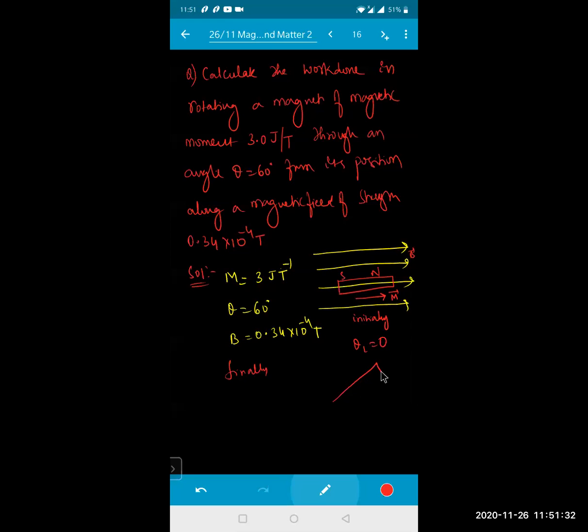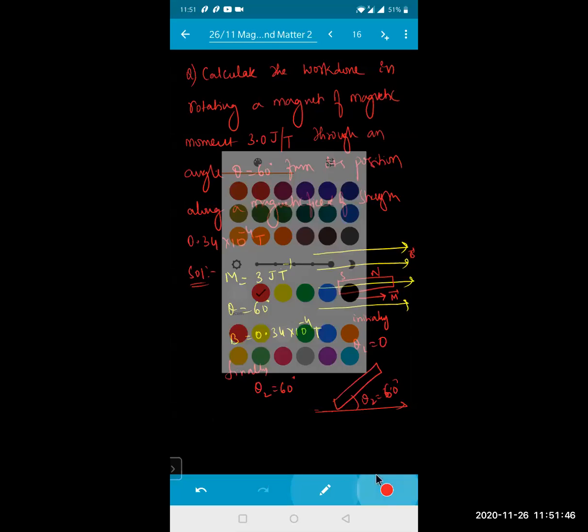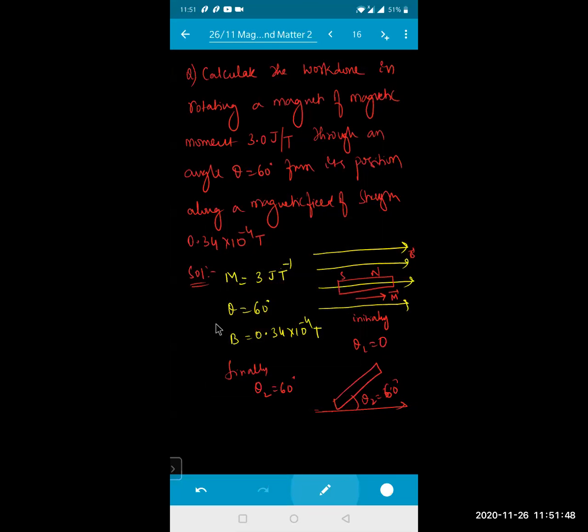The bar magnet is making this angle. The magnetic field is like this, so what angle does it make now? Theta 2 is equal to 60 degrees. So finally theta 2 will be equal to 60. So how do you calculate the work done? You know the work done formula, right? So how do you calculate the work done?